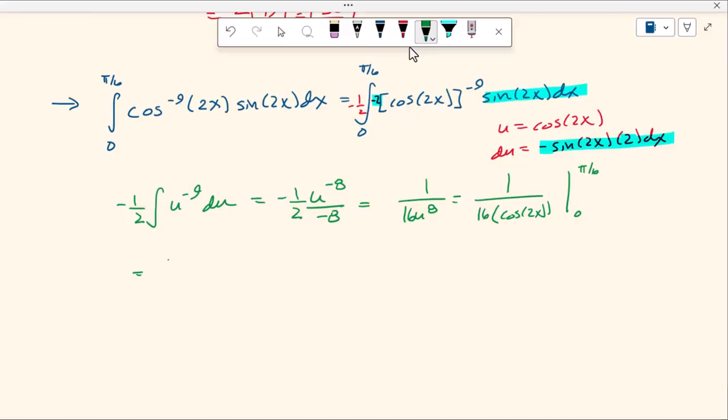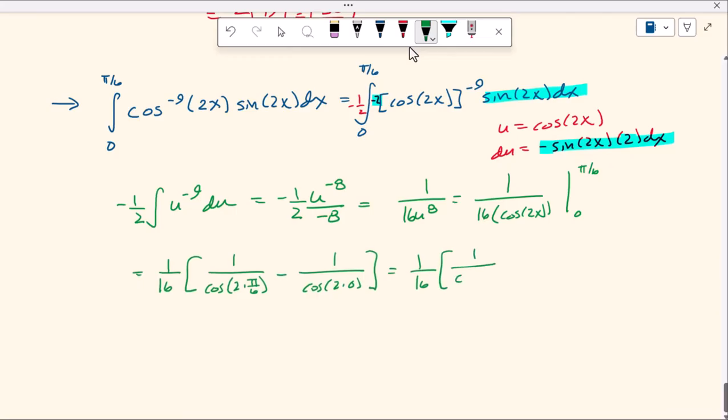So this is going to look like a 1/16 out front. I'm going to pull that constant out front. 1 over cosine of 2 times pi over 6, so that's my upper minus my lower. Oh, it's nice to work with trig functions. And of course you have your unit circle memorized, so these will be easy to evaluate. 2 pi over 6 is the same as pi over 3, and then 2 times 0 is 0, and this is the cosine of 0.